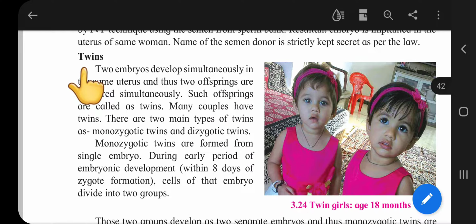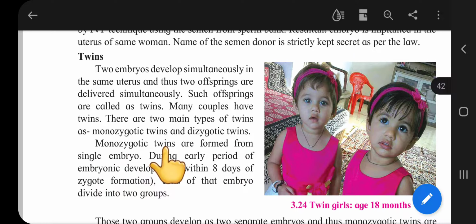The next technique is twins. Two embryos develop simultaneously in the same uterus and thus two offsprings are delivered simultaneously. These are the two children. Such offsprings are called twins. Many couples have twins. There are two main types of twins, and that is important: monozygotic twins and dizygotic twins.